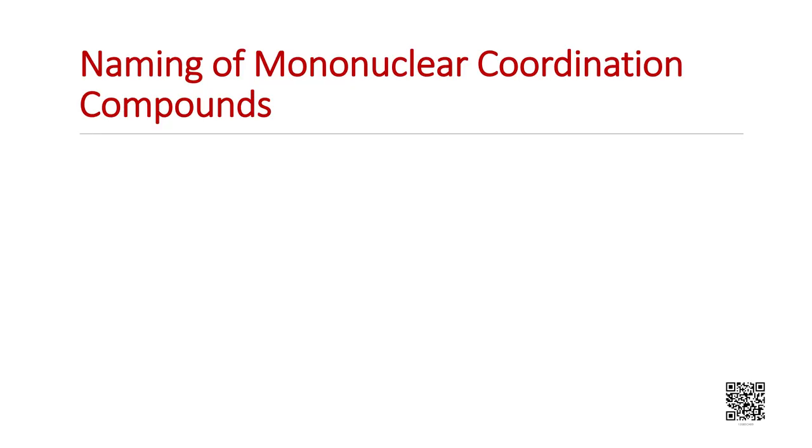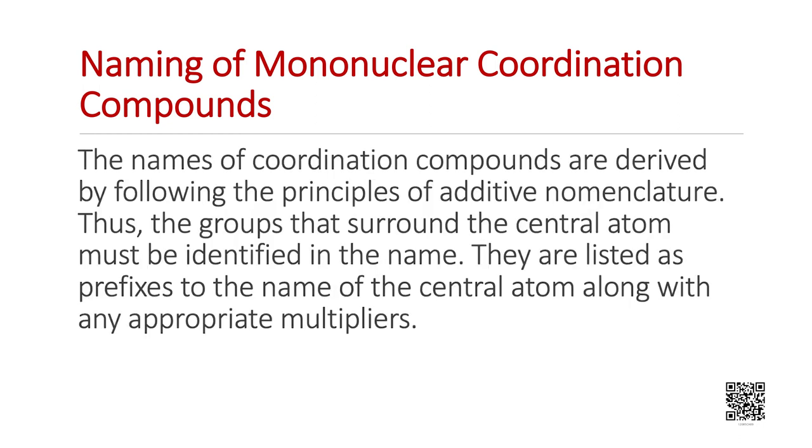Now that we have learned how to write the formula of a coordination compound from its IUPAC name, let us try naming of mononuclear coordination compounds whose formula is given to us. The names of the coordination compounds are derived by following the principles of additive nomenclature. Thus, the groups that surround the central atom must be identified in the name. They are listed as prefixes to the name of the central atom along with any appropriate multipliers.